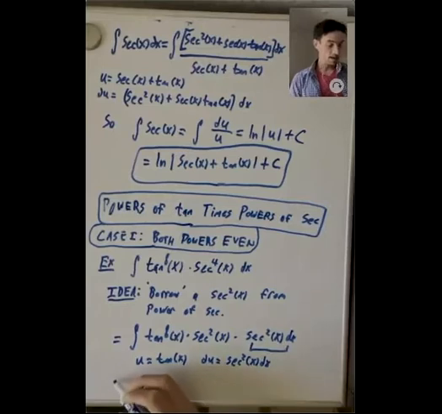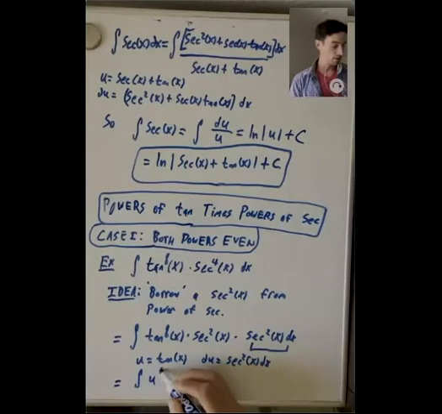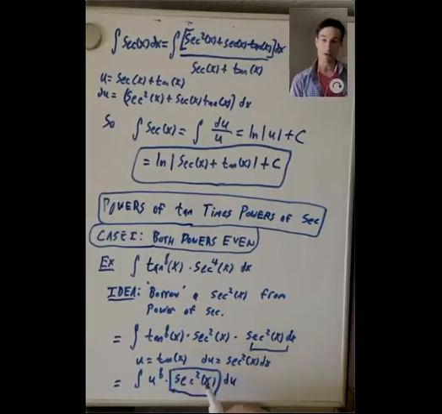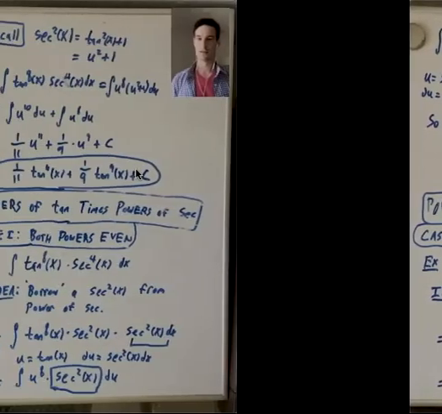So where does that leave us? Well, the integral we're trying to compute is now the integral of u to the 8th times secant squared x du. And this might be a problem unless we can rewrite secant squared x in terms of u. So I'll pause and then explain the rest of this integral.